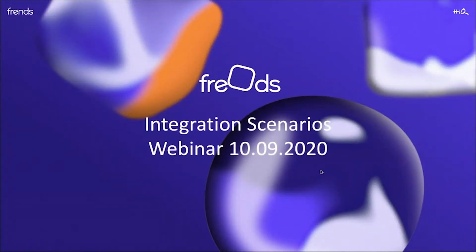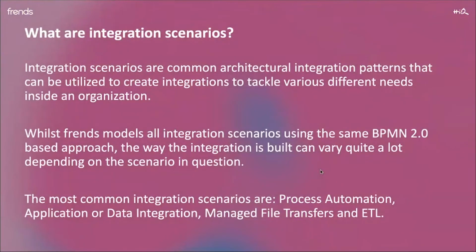Today we're going to discuss integration scenarios, and how Frends will help on building up different kinds of integrations. When we discuss integration scenarios, we discuss common architectural practices and integration patterns. That actually means that we are going to discuss point-to-point integrations, enterprise service buses, shared database model, compliance with BPMN 2.0, and then different kinds of scenarios, including process automation, application or data integration, managed file transfers, and extract transform load.